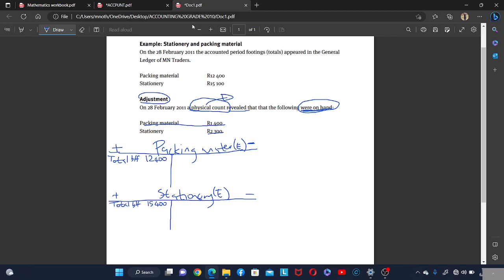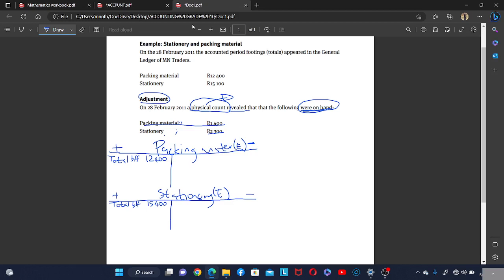So because these are the unused items, we can no longer regard them as the expenses. We must regard them as the asset because these are the unused items. Remember, I said that the asset is anything that can be turned into cash. So this is the end of the year, and now we see that the stationery and the packing material are unused. So because they are unused, they are no longer an expense, they are now an asset.